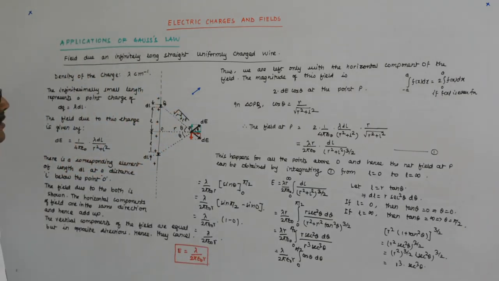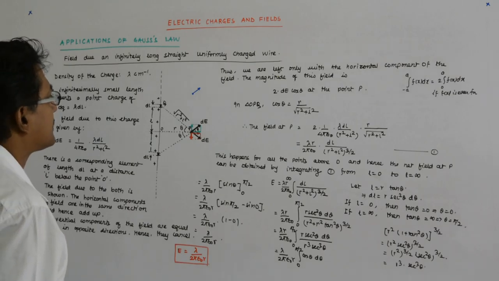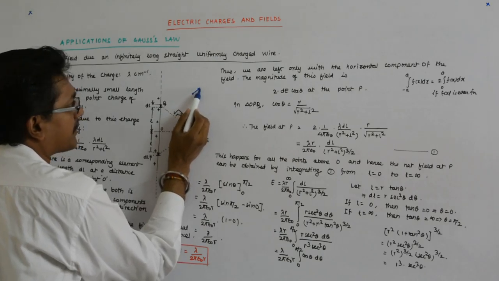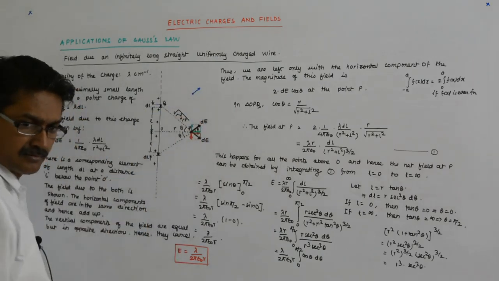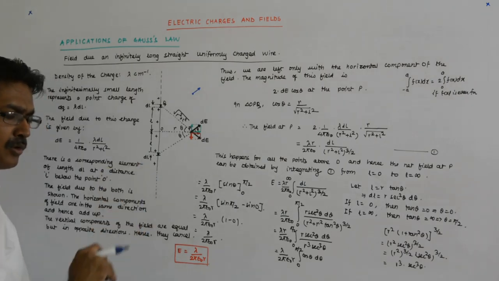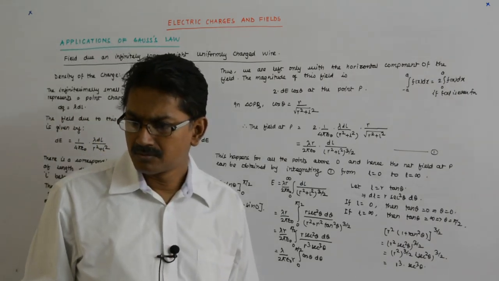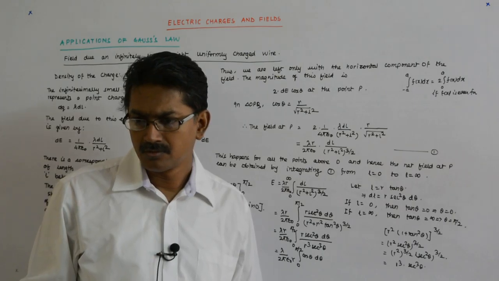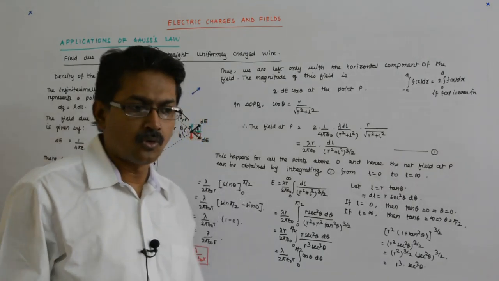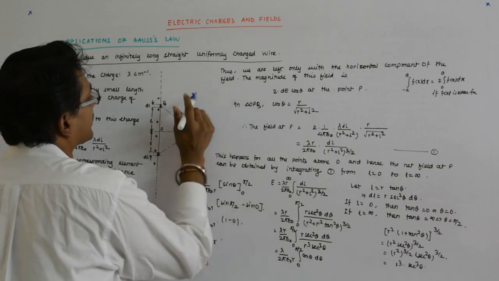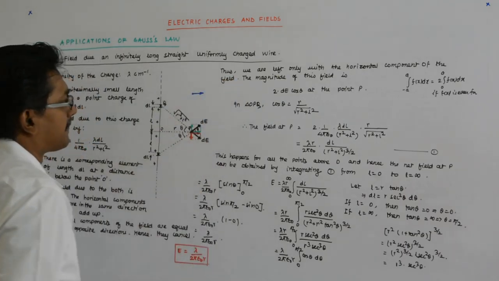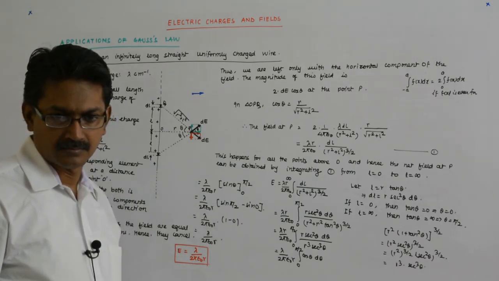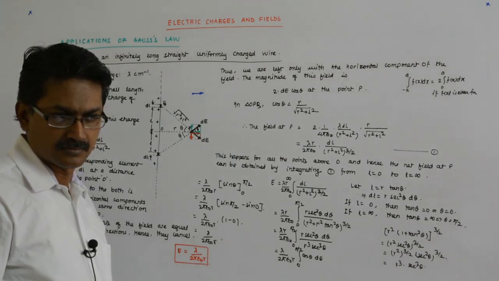Now what happens if that is the case? Then why should it bend there? Why not here? And if I bend it below, then why below? Why not above? What will be the direction of the field? So if it does not bend in any direction, it has to be like this. You understand?